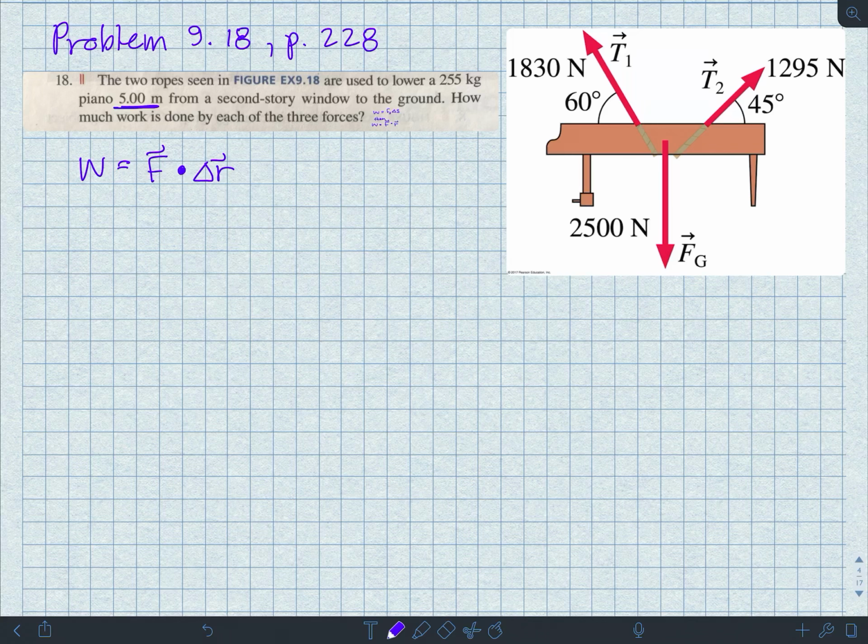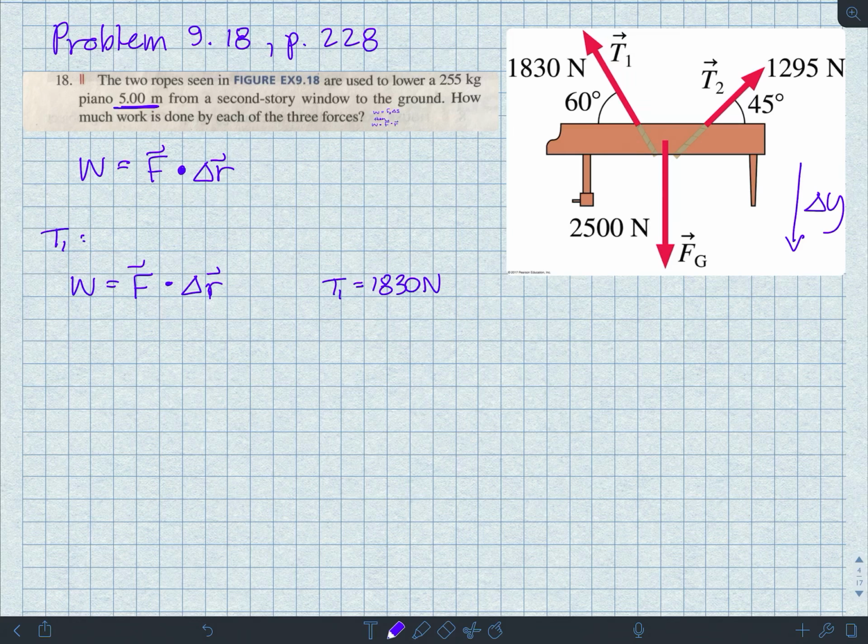All right, so let's find the work done by tension 1. Let's write our expression. In this case, the force is, we can just say tension 1. Tension 1 is equal to 1,830 newtons. And here, because we're lowering this downward, our delta Y is downward.